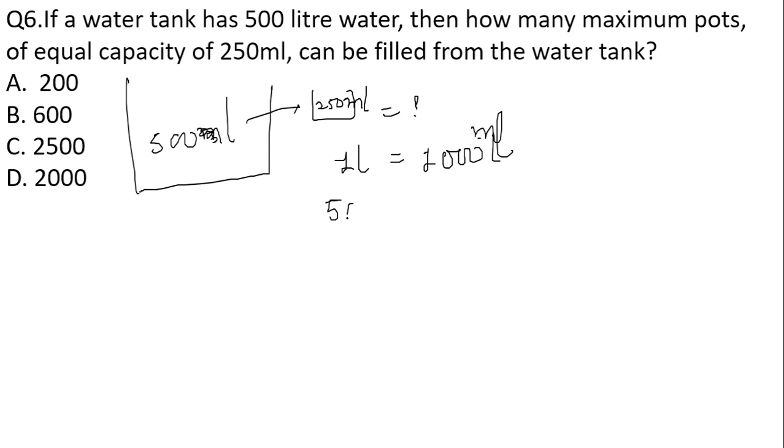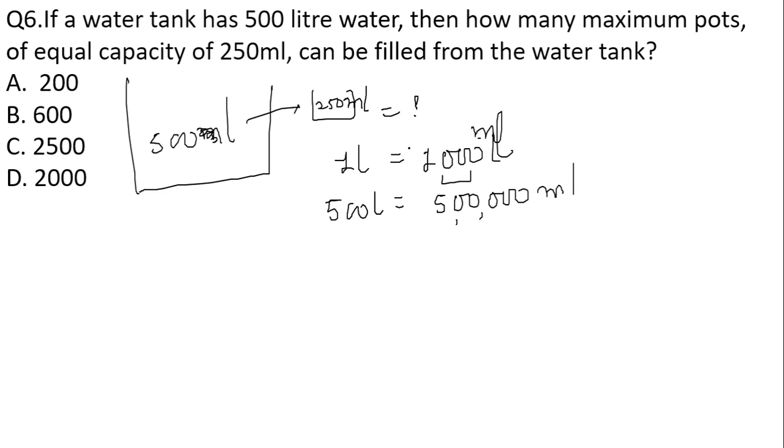So 500 liters will be equivalent to 500 into 1000. If we do that, it will give us 5 lakh milliliters. Got it? So here we have completely converted the value which is given to us, that is 500 liters, into 5 lakh milliliters. Now we start filling up the small vessels.